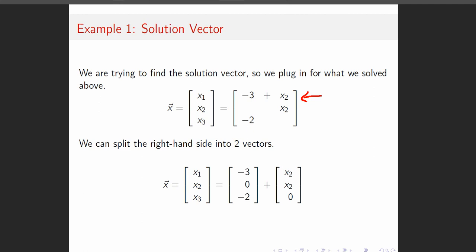So the first part, these constants, correspond to a vector. Negative 3, 0, negative 2 are its components. And then these also can correspond to a vector. We just put in the real number x sub 2, the real number x sub 2, and 0. There's nothing in this area, so that's a 0. Same in here. For these areas where we don't have anything, we just put in a placeholder, a 0. Are we done? Not quite.